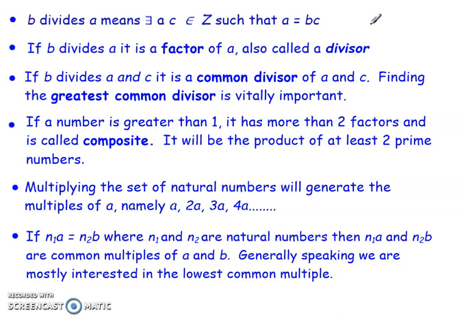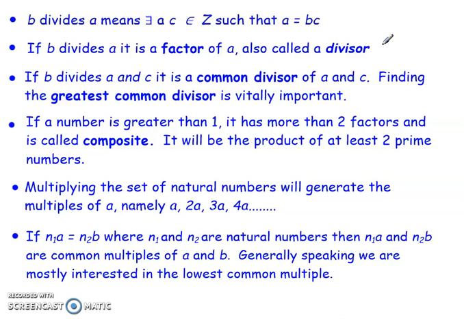Now, if there's a number greater than 1 that has more than 2 factors, this is what's called composite. Now, this will be the product of at least 2 prime numbers. So any number like that can be broken down into factors which are prime numbers. So for example, if we had 12, we know that 12 is equal to 6 times 2. So there's 2 factors. Now 2 is a prime number and we have 6. Well, 6 itself can be written as 2 times 3. So what we're then able to do is break down 12 as being 2 times 2 times 3. So the product of 3 prime numbers together.